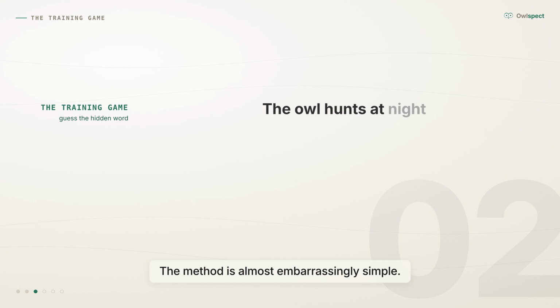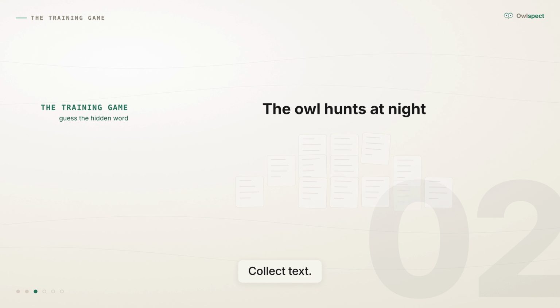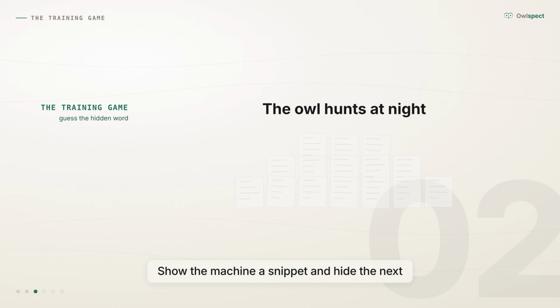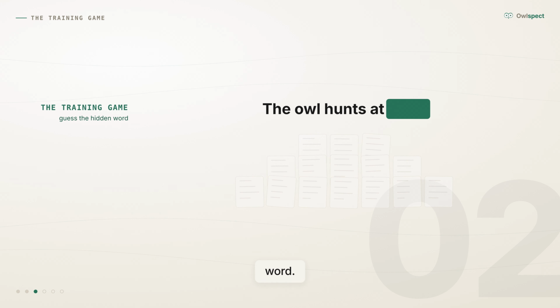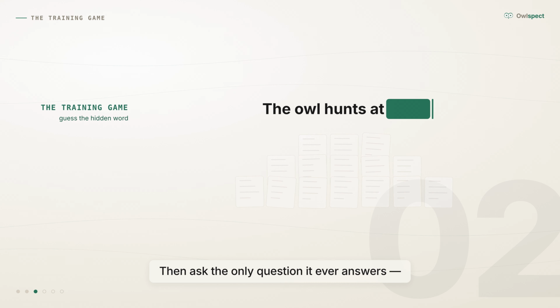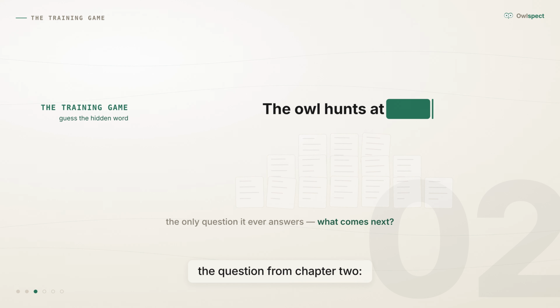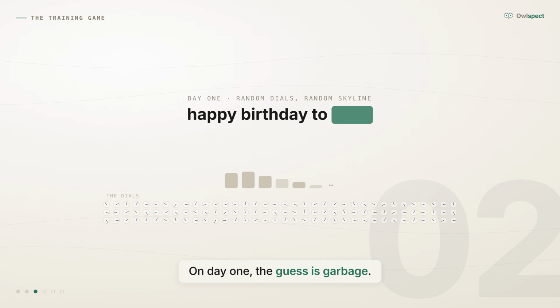The method is almost embarrassingly simple. Collect text. A mountain of it. Books, articles, conversations, code. Show the machine a snippet and hide the next word. Then ask the only question it ever answers, the question from Chapter 2. What comes next? On day 1, the guess is garbage.